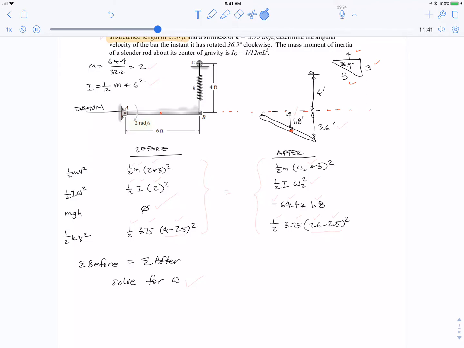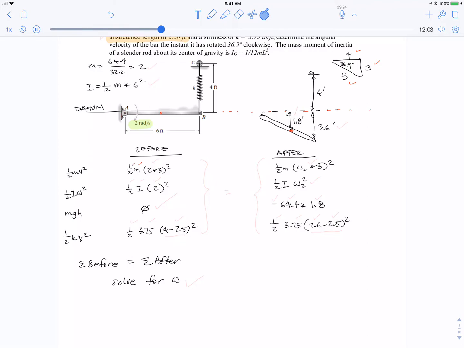This is a unique problem, and I think it's the first time. We've always had start from rest, but this problem says it's going at 2 radians per second when it starts, so it has an initial velocity. So the initial 1/2 mv squared is 1/2 m, and the velocity.